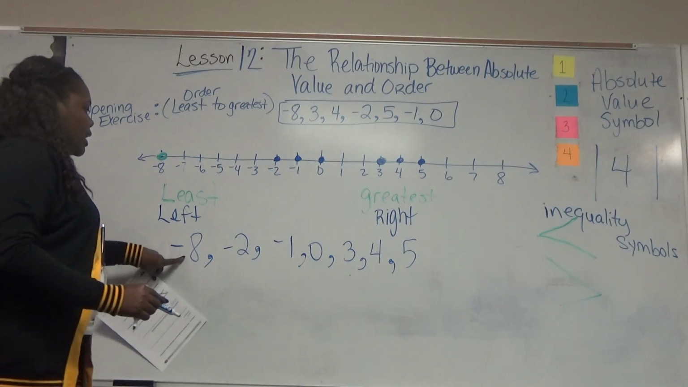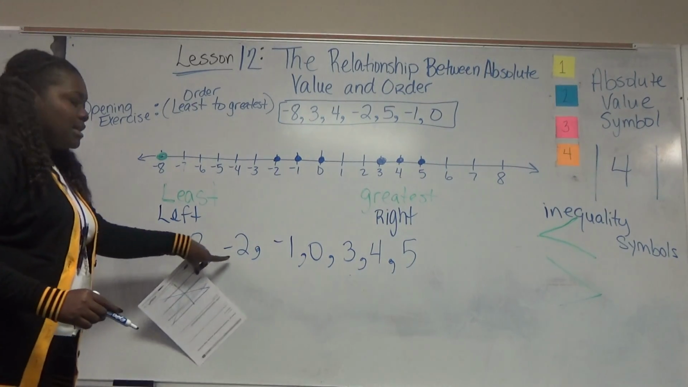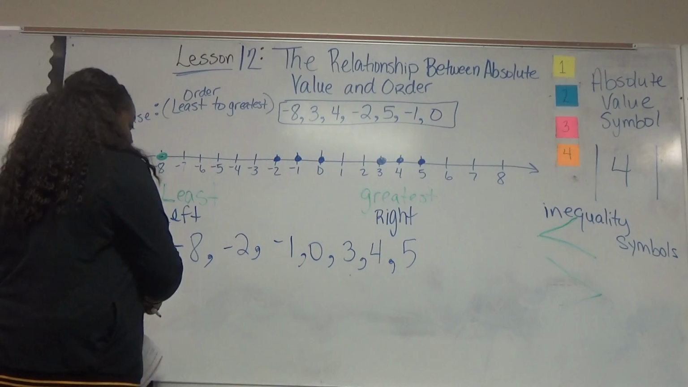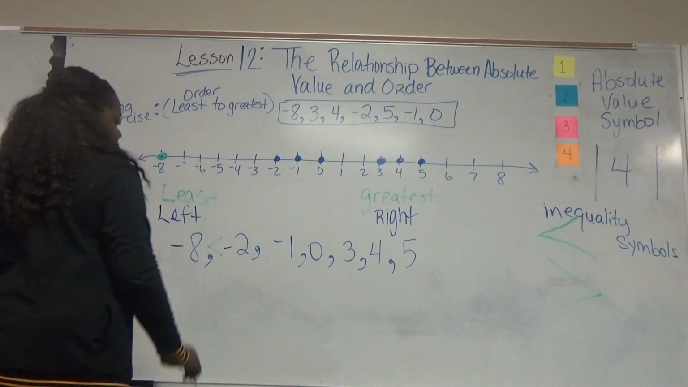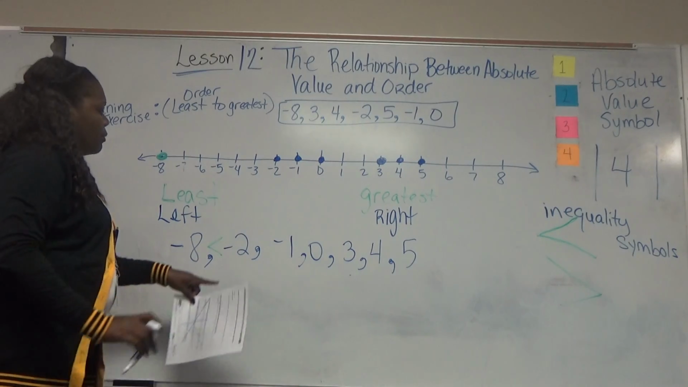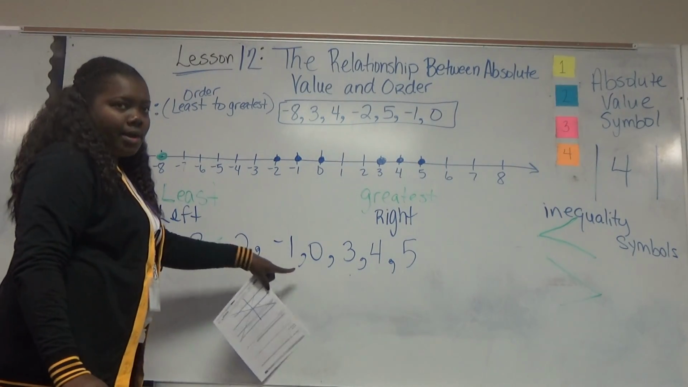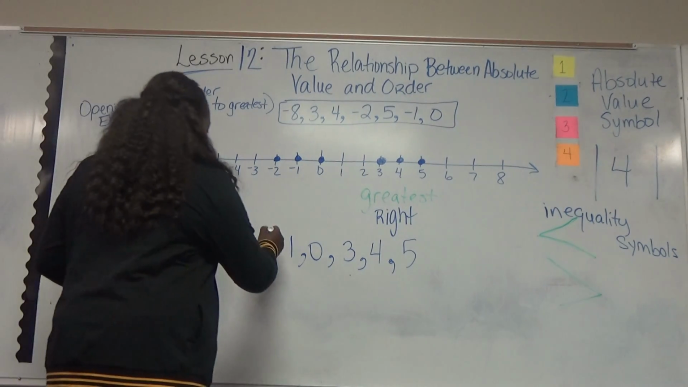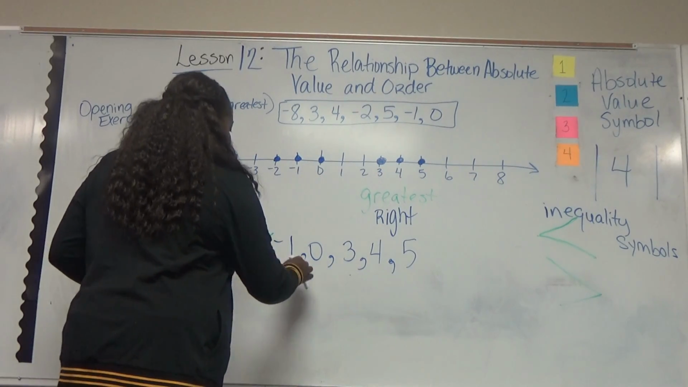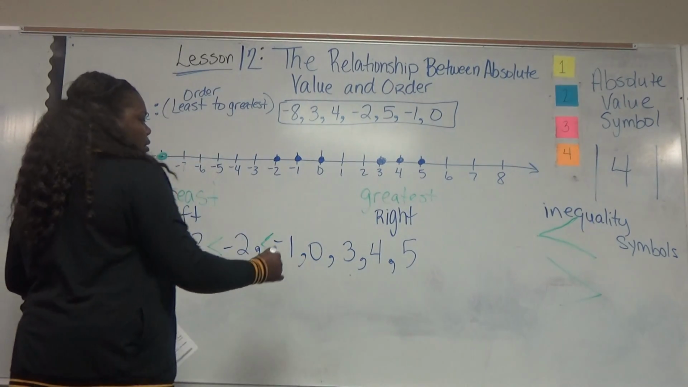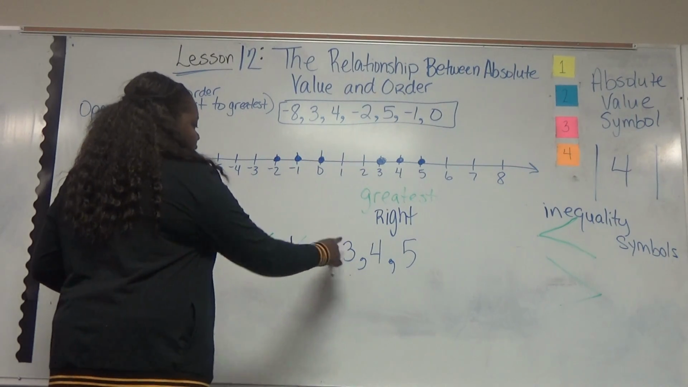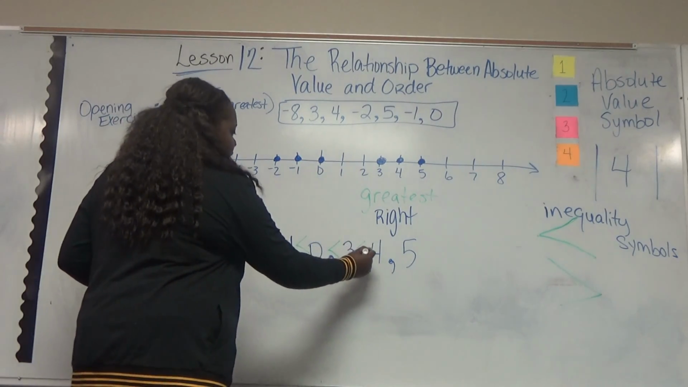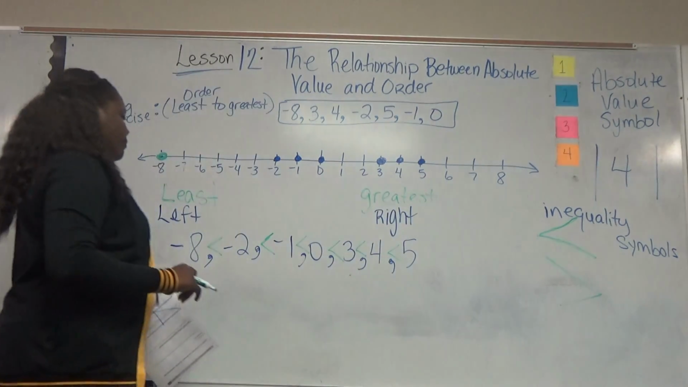So what can I say about -8 and -2? -8 is what than -2? Less than. So can I put a less than sign here? Yes. So I'm going to put a less than sign between those two numbers. What about -2 and -1? -2 is less than -1, so I can put another less than sign here. What about -1 and 0? Less than. What about 0 and 3? 0 is less than 3. What about 3 and 4? Less than. What about 4 and 5? Less than. It's in a pattern.